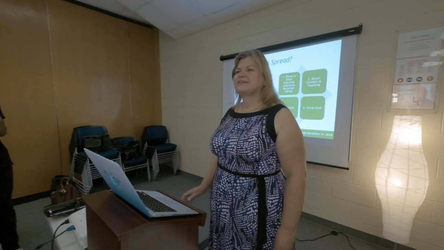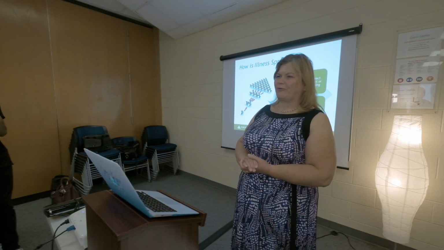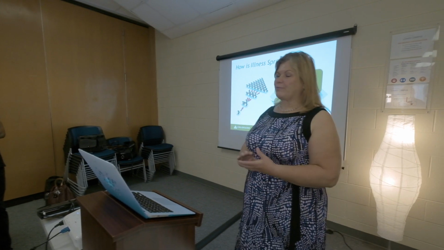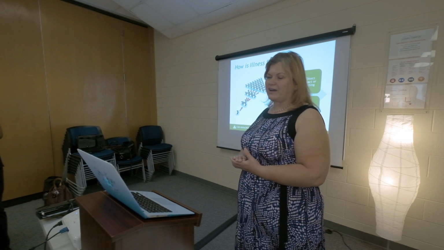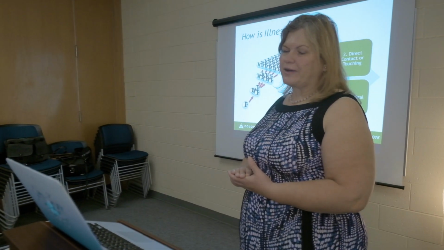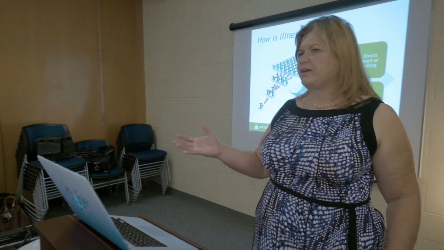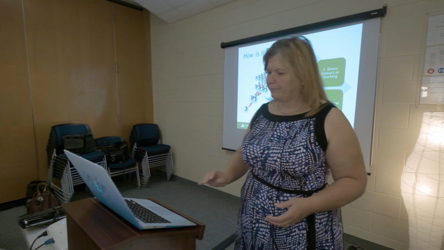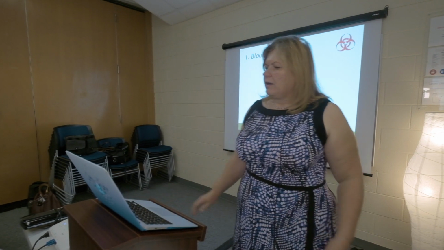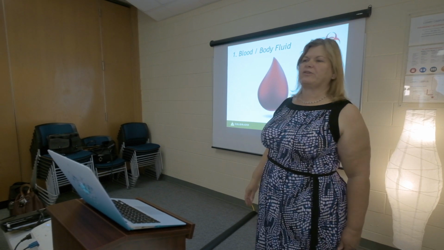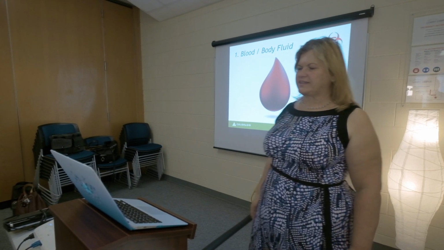Okay. How is illness spread? Have any of you become ill before? Okay. So it was one of these 4 vectors. Number 1, you have blood or other potentially infectious materials, and then direct contact or touching, airborne, and the fecal-oral route. The best way to think about where those illnesses are coming from is through other potentially infectious materials or blood. There's always a little red symbol at the top when they want you to think about blood and body fluid within this presentation.